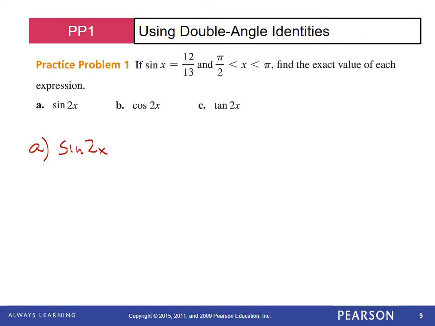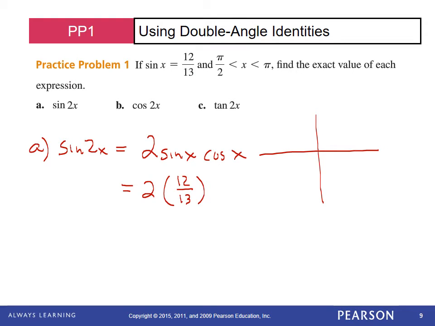Sine of 2x, formula given. And as I look back at my original given issues here, I am given sine of x. That would have been easy. I'm missing this part over here. That's what I'm missing. I'm missing cosine of x. So that's what I'm missing, so let's go for it.